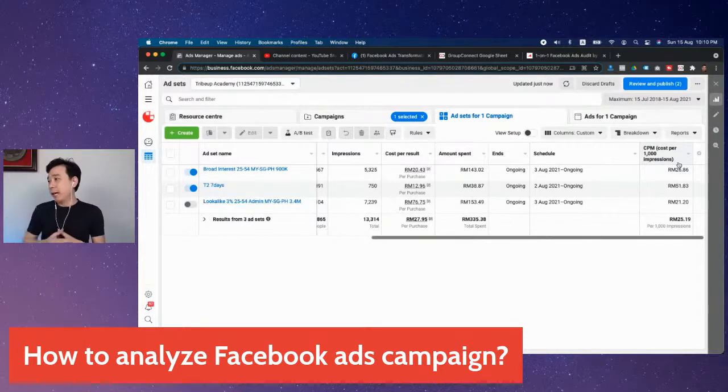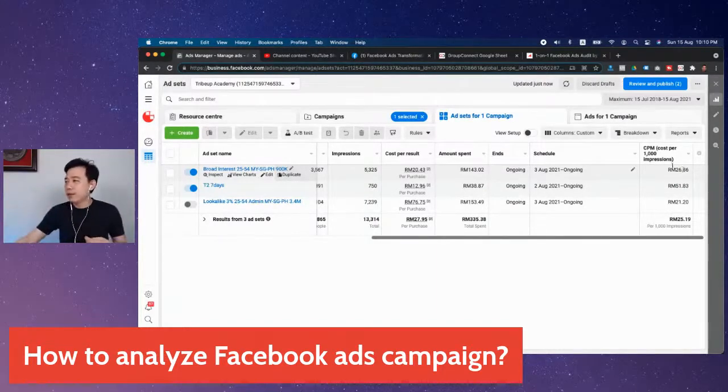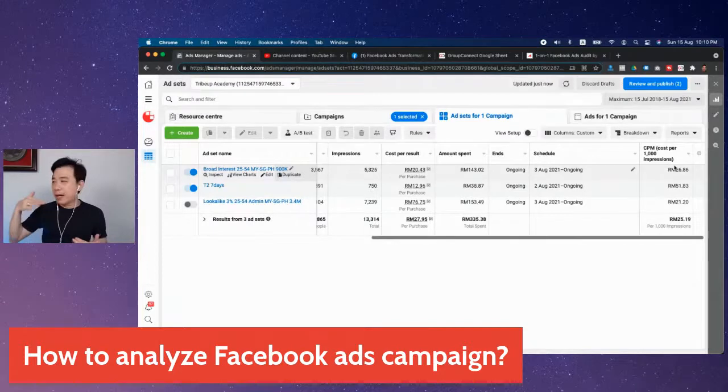Like for now, after running this campaign, I think it's only a week, maybe less than a week, because we were just running it a couple of weeks ago. So if we look at it, this is the benchmark. I keep this as a benchmark. Any fluctuation, then we will monitor from there. So let's say, for example, if the CPM jumps up to about 40 ringgit, then you know that it's really something that you want to pay attention to. So when there is a jump, at least you know what you are looking into.